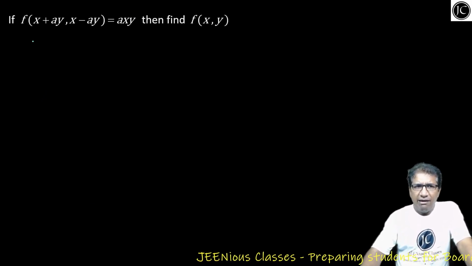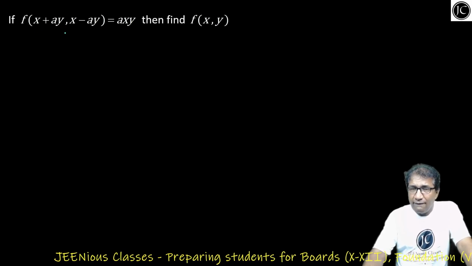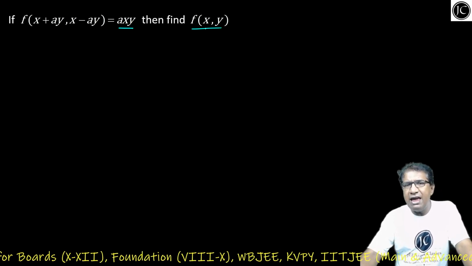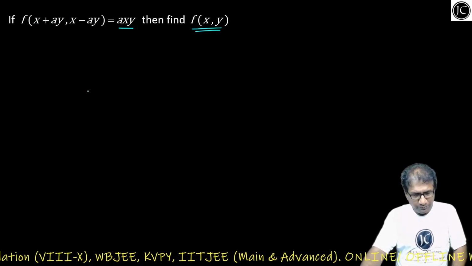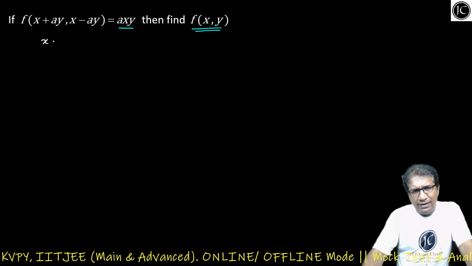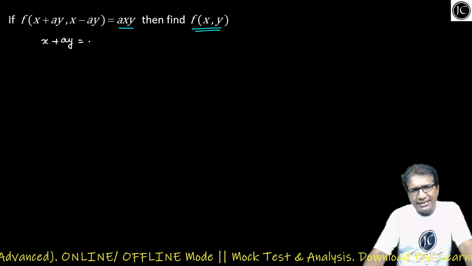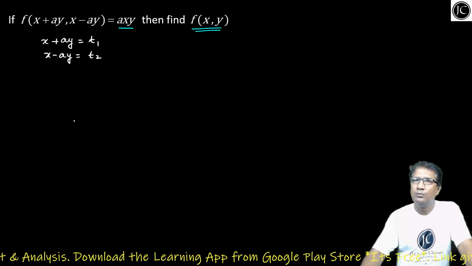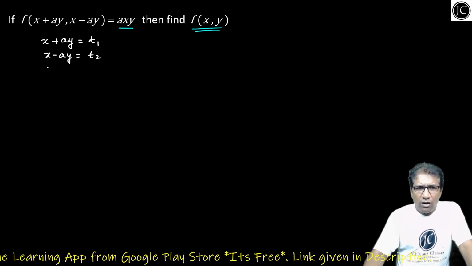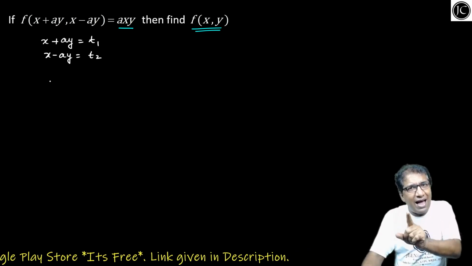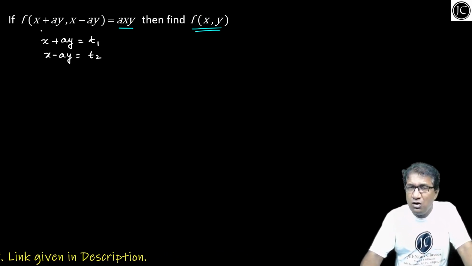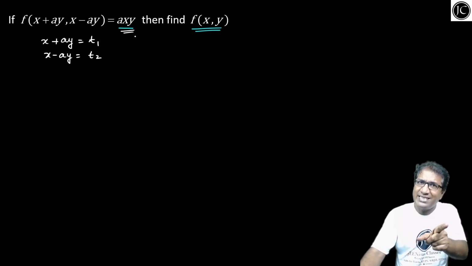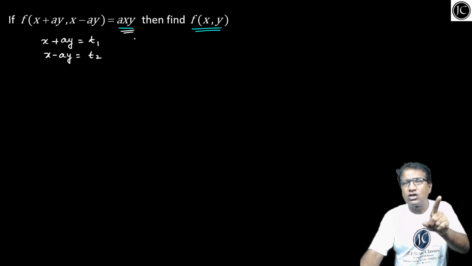देखो, यहां पर क्या बोला है? f of (x plus ay, comma, this is ordered pair, x minus ay) is axy. यहां से मुझे बोला है f of xy निकालो. कैसे निकालेंगे? देखो, हम लोग पहले ले रहे हैं, let x plus ay is let us say t1, और x minus ay ये कितना? t2. ओके, नाउ यहां से हम x और y का वैल्यू सॉल्व कर रहे हैं. क्यों कर रहे हैं? क्योंकि when I will replace it by t1 और t2, सो राइट हैंड साइड को भी मुझे t1 और t2 से रिप्लेस करना पड़ेगा.